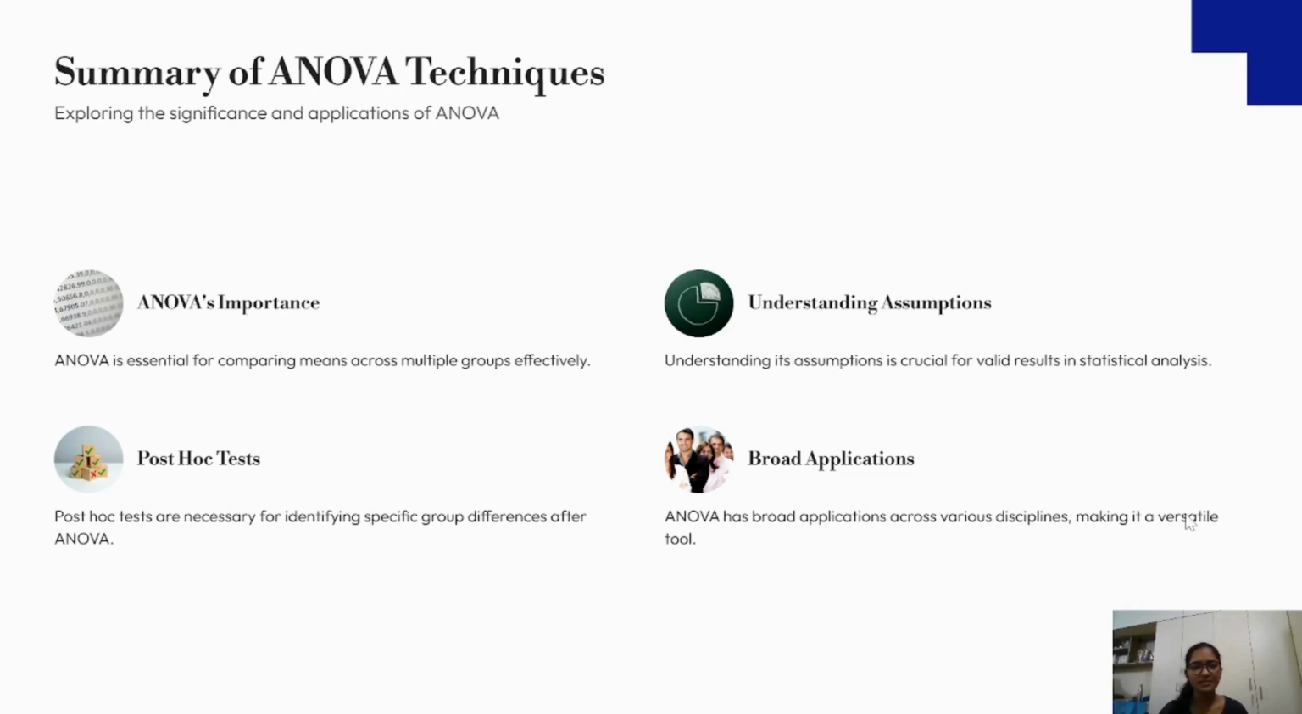Summary of ANOVA techniques. ANOVA's importance. ANOVA is essential for comparing means across multiple groups effectively. Understanding its assumptions is crucial for valid results in statistical analysis. Post hoc tests are necessary for identifying specific group differences after ANOVA. ANOVA has broad applications across various disciplines, making it a versatile tool.